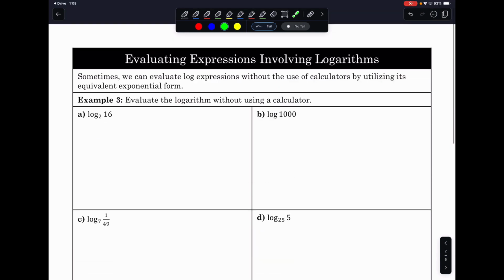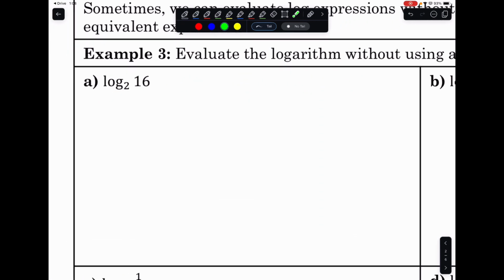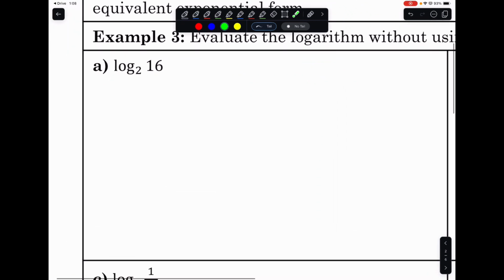Okay. So we can use the idea that we can rewrite these things into their equivalent form in order to evaluate the logs without the use of a calculator. So let's look at example A. For this example, to evaluate this, I'm looking for what the log with base 2 of 16 equals, okay?